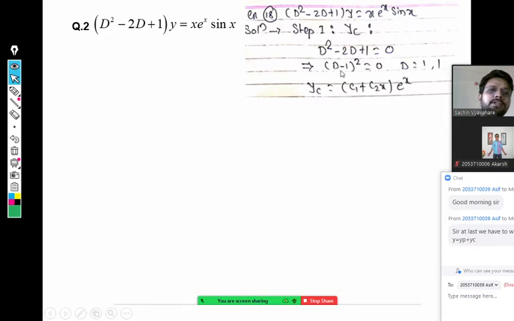So yc is (D minus 1) bracket square. So 1 is a repeated root. So (c1 plus c2 x) e raised to x, that is yc. If someone writes (c1 x plus c2) e raised to x, that is also correct. You should multiply x to either c1 or c2. It is not important. c1 and c2 are just notations we are using for constants. If any doubt is there in yc, you can ask.